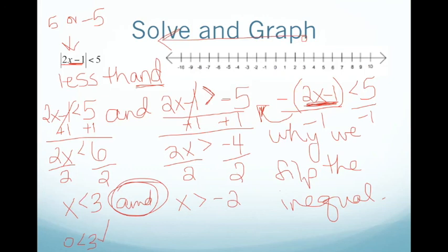For our second one, our critical value is negative 2. Again, it does not have an equal to, so that's an open circle. And then I'll test 0 again. Is 0 greater than negative 2?